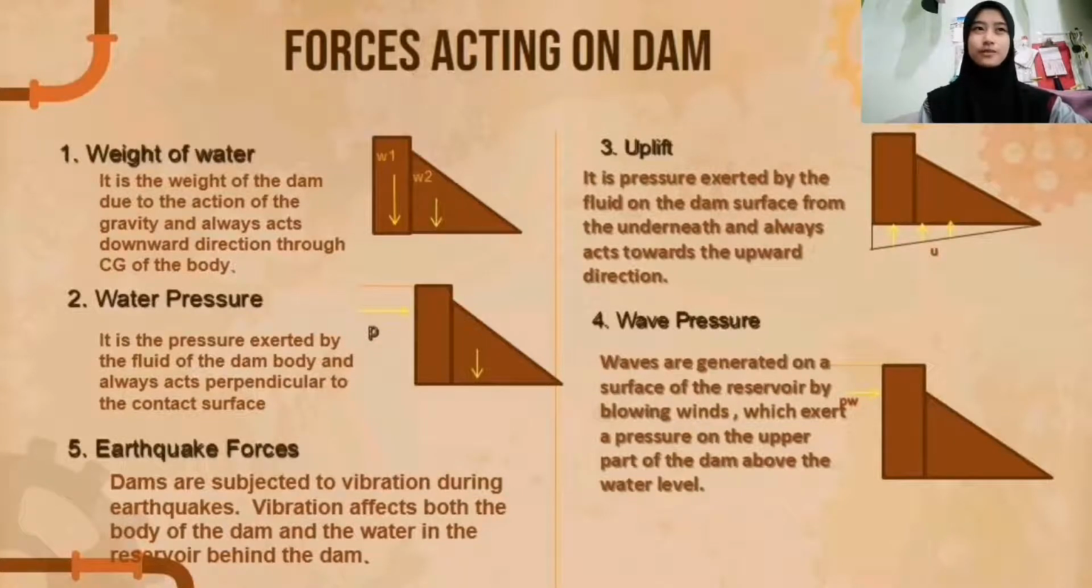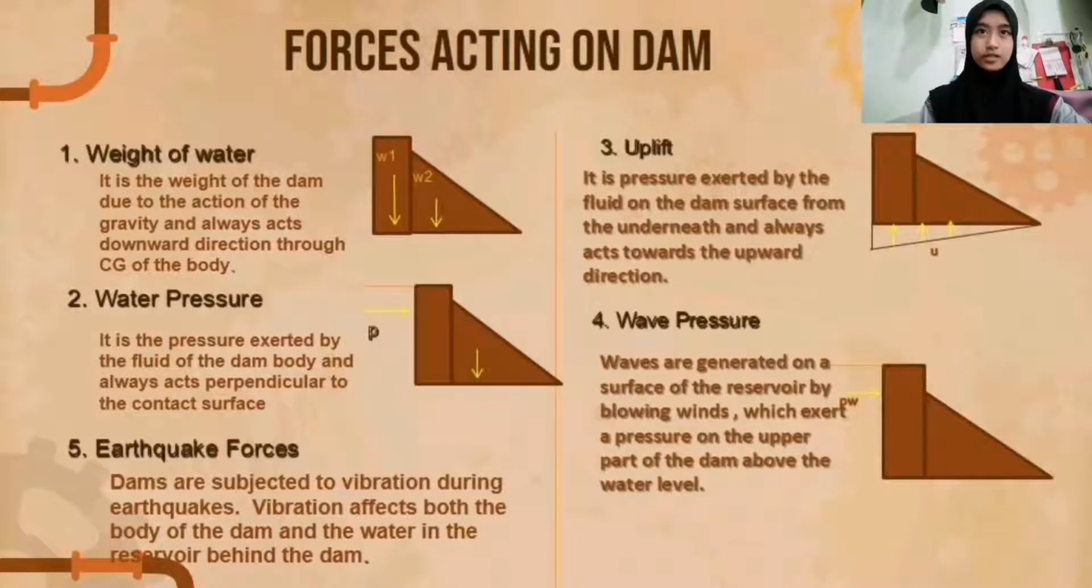It is the weight of the dam due to the action of gravity and always acts in a downward direction through the center of the body. Second is water pressure. It is the pressure exerted by the fluid on the dam body and always acts perpendicular to the contact surface. Third is uplift.